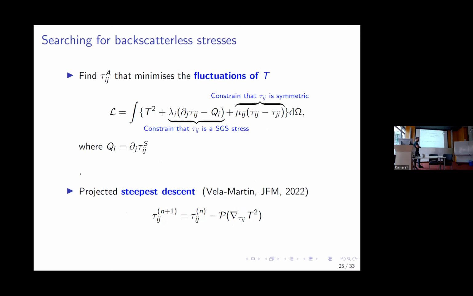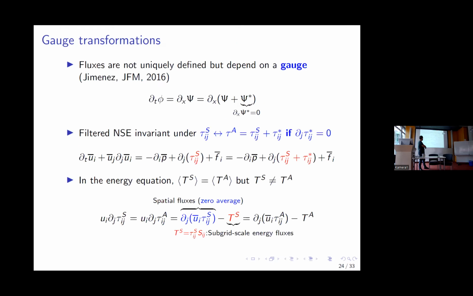So now I want to see if I can get rid of this backscatter by simply changing the definition of the subgrid scale stress tensor. For this, I set up an optimization algorithm. I want this algorithm to find the subgrid scale stress tensor that gives me the smallest possible variance of the energy fluxes. And you know that because the average, as I said before, has to be conserved.